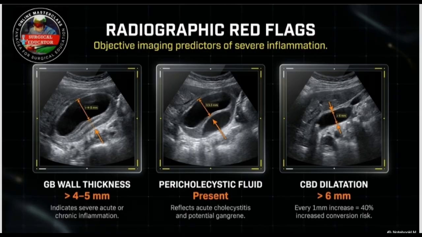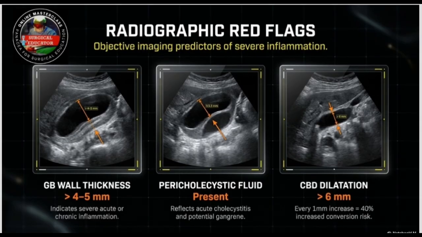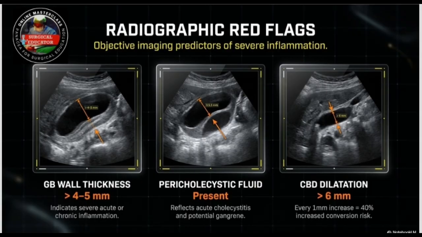But moving to slide 4, the master class takes us into objective imaging. We use ultrasound to look directly at the battleground. Radiographic red flags. Let's walk through these. First, gallbladder wall thickness greater than 4 to 5 millimeters. To contextualize this, a healthy gallbladder wall is incredibly thin, usually around 2 millimeters. It's translucent and highly pliable, like a thin water balloon.